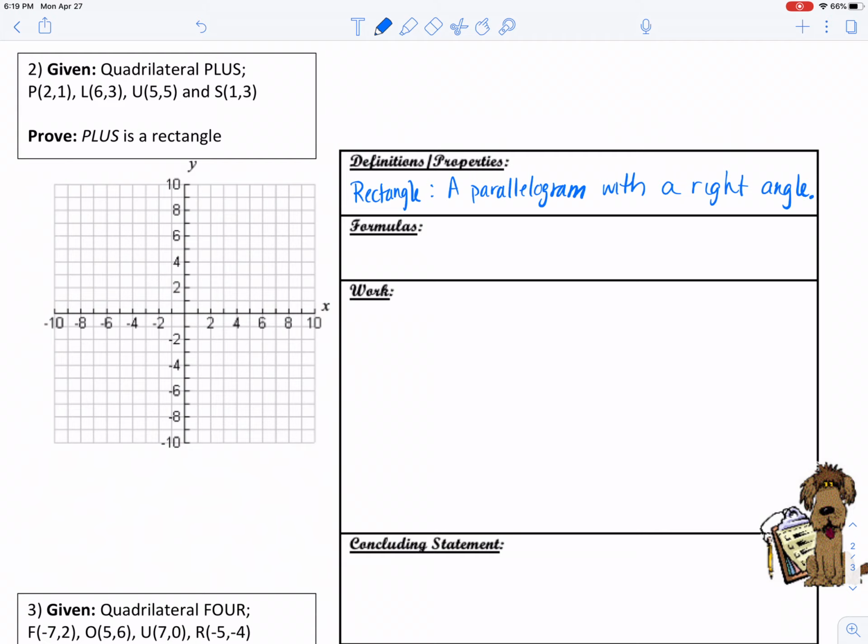So I forgot to 6, 3, 5, 5, and 1, 3. I'm just going to move that P outside of the rectangle. I'm going to erase it. 2, 1.